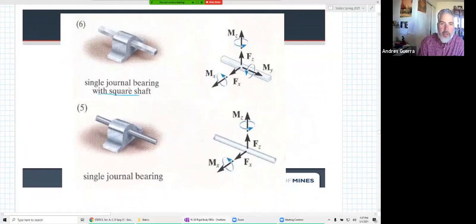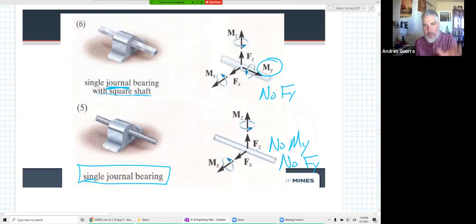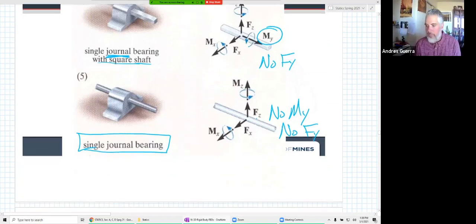Here's a single journal bearing with a square shaft, and then I'm showing the single journal bearing again so we can compare them. If a square shaft is going through a square hole, well, we're going to have a moment reaction. And so now we do see a moment along the length of that shaft. Still no force because it's a journal bearing, so no Fy in that case right there. But comparing it back to our journal bearing, what do we see? There's no My in this one. There's also no Fy in this one as well, right? But the difference between the square shaft and the journal bearing is the My there.